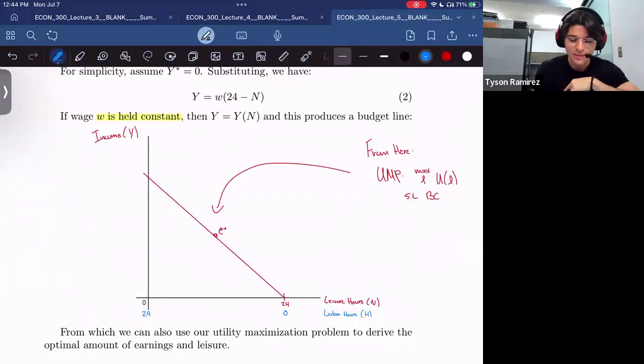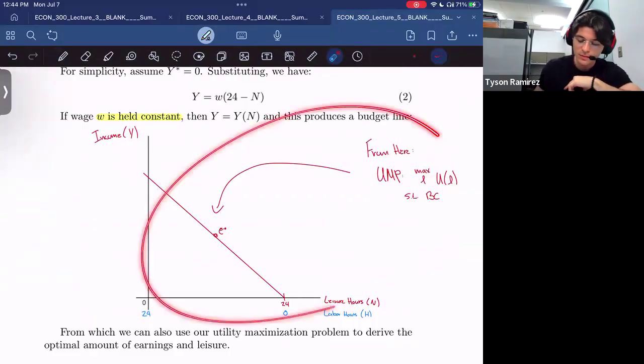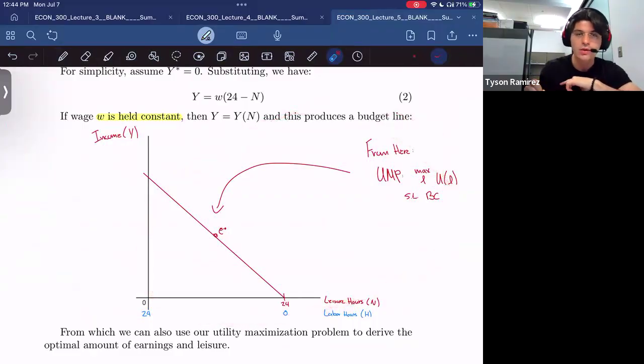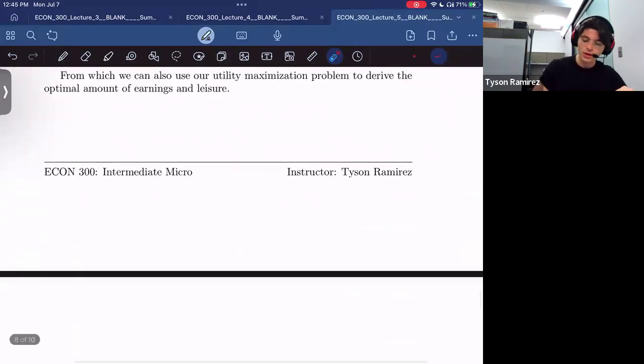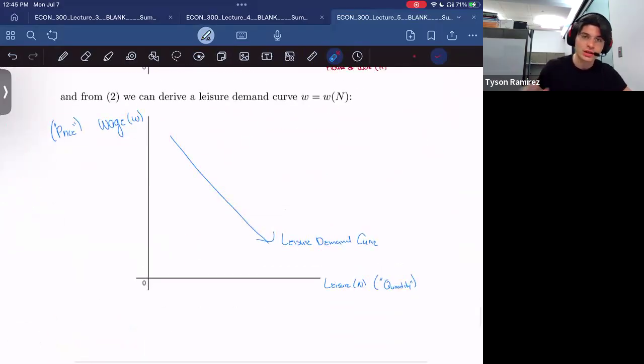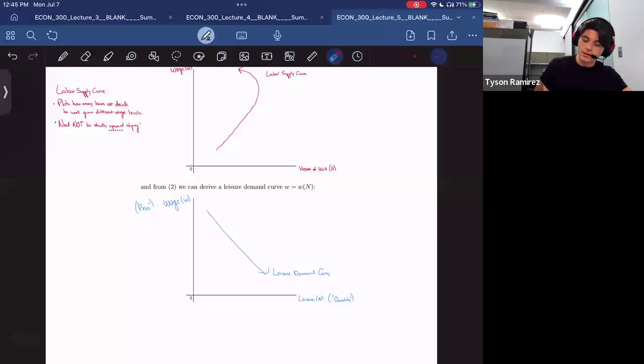And from this same setup, in conjunction with what we saw in past lectures when we derived the downward sloping demand curve, we arrive at this leisure demand curve. And it retains all of the properties of demand curves that we have been talking about thus far.